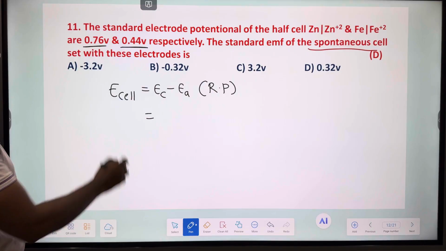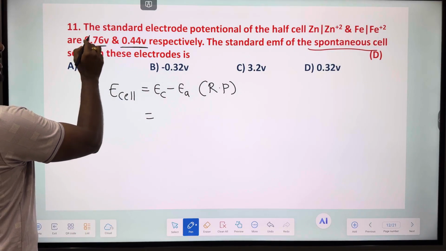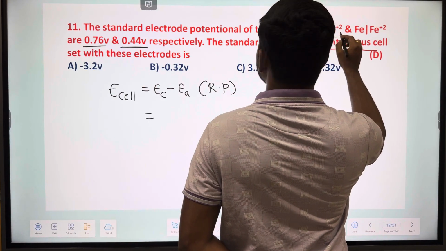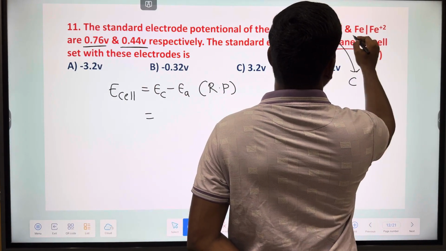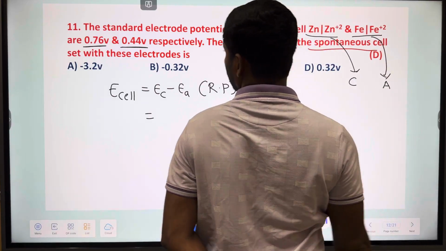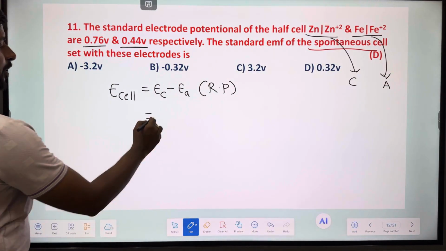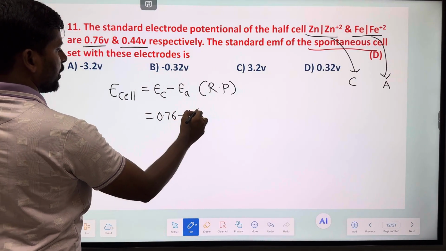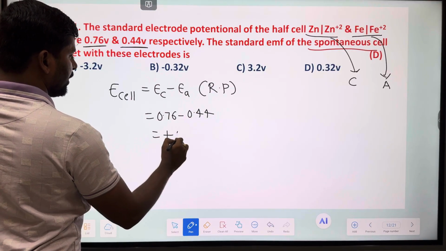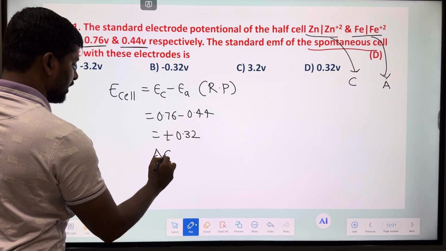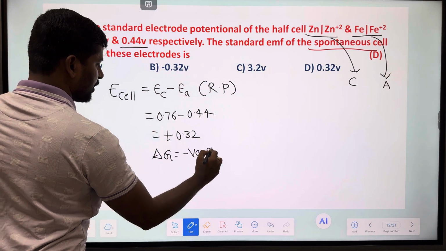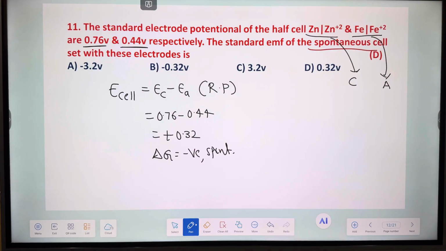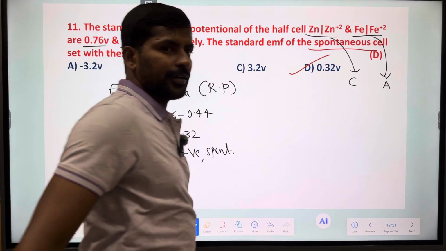Here, whose value is bigger? 0.76 and 0.44, and 0.76 is larger. So zinc acts as cathode and iron acts as anode. 0.76 minus 0.44 gives 0.32 positive, which means delta G is negative. Whatever you do, you have to get a positive value. So 0.32 volts. Option D is correct.